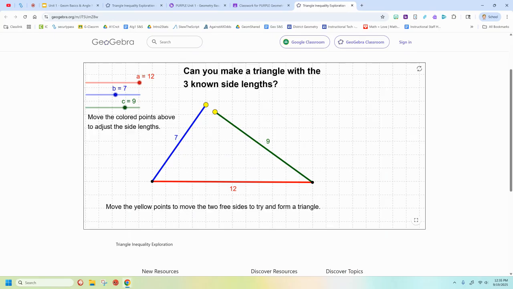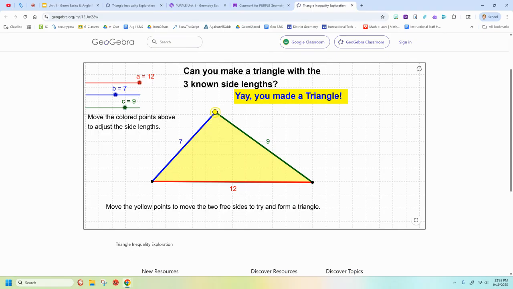Can you make a triangle with these 3 known side lengths? So if I have a side of 12, and a side of 7 and a side of 9, can I connect those 2 points to make a triangle? So you're going to manipulate it with your finger or your whatever, and you're going to try to get them to connect. Yay, I made a triangle. Was everybody able to make a triangle? Yes.